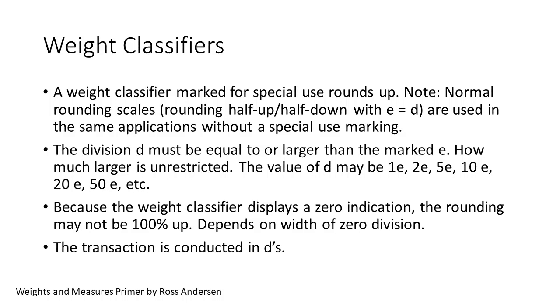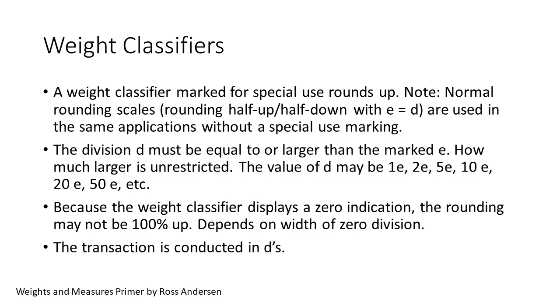Weight classifiers are often misunderstood. While the code includes them, officials rarely encounter them. Weight classifiers are marked for special use because they round up. Normal half-up, half-down rounding scales, typically with much smaller D, may be used in the same applications without special use markings. The divisions D must be equal to or larger than E. Just how much larger is unrestricted.